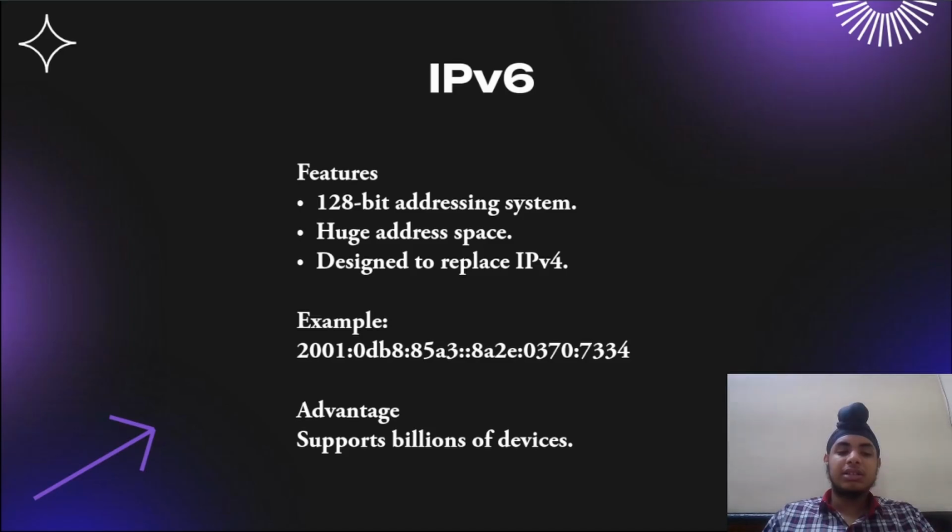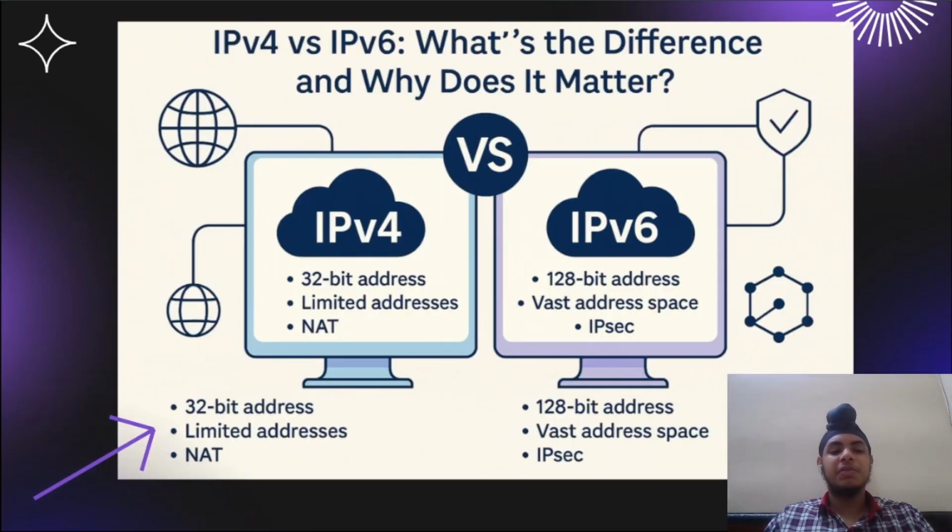Now let's understand exactly what the difference between IPv4 and IPv6 is with an image. As you can see in the image, IPv4 is a 32-bit address as we know, and IPv6 is 128-bit. IPv4 has limited addresses, but IPv6 has a very vast address space. IPsec is a security system used by IPv6, which is better than IPv4's security system, NAT. Now let's move on to the next slide.